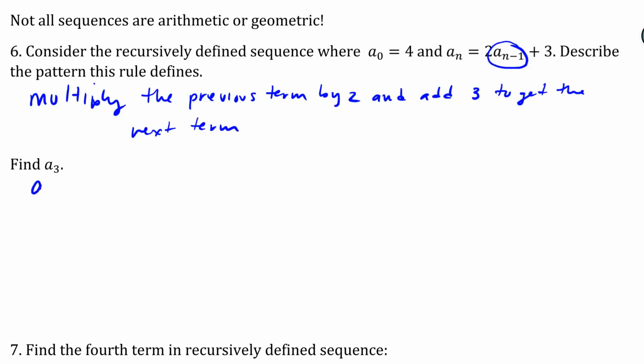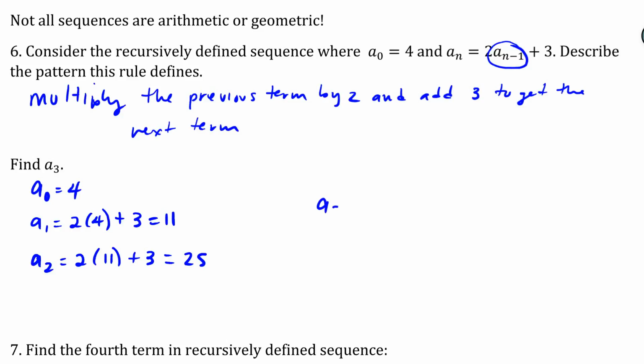So if I know a sub 0 equals 4, I can find a sub 1 by saying 2 times 4 plus 3. I'm taking the previous term, multiplying it by 2, and adding 3. So that gives us 11. To find a sub 2, I'm going to take 2 times the previous term plus 3. So that's going to give me 25. To find the third term, I'm going to take 2 times the previous term and add 3. That's going to give me 53.